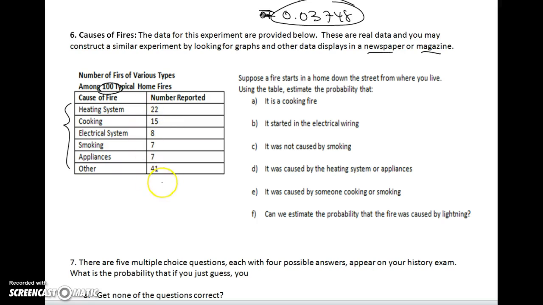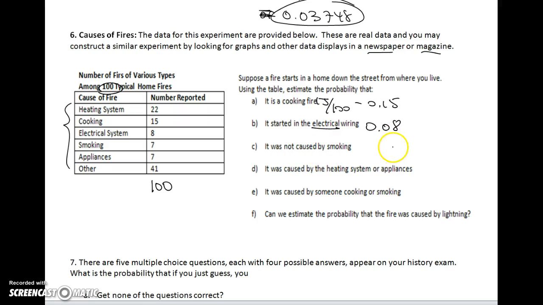Now, one thing to do is I would just make sure and I would add the number reported up. If we add these up, we do get a total of 100 because you won't always have a total of 100 there. So you want to make sure that you divide to get the correct probabilities. So if it's a cooking fire, well, that was 15 out of 100, or 0.15. In the electrical wiring, well, that was 8. So that would be 0.08, or 8 divided by 100.